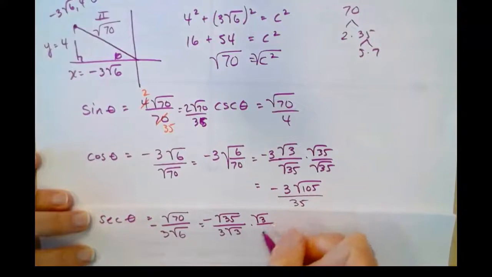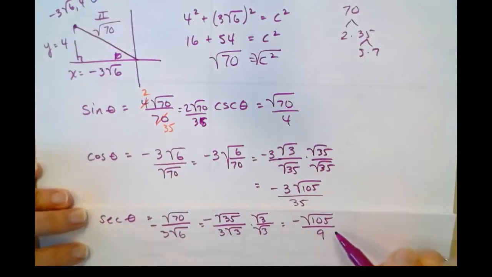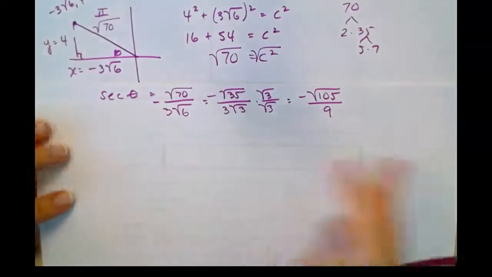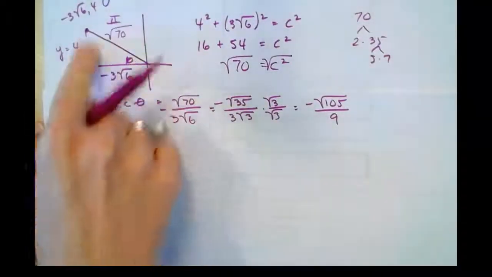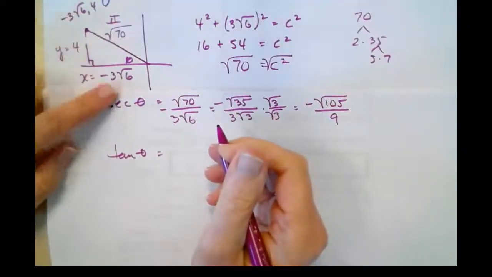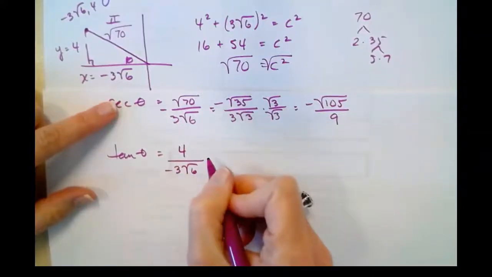So let's rationalize our denominator. So negative root 105 over 3 root 3 times root 3. So that becomes 9. So here is our cosine, here is our secant. And let's finish it off by finding the tangent and the cotangent. We're going right off the diagram. The tangent of theta, tangent is opposite over adjacent, 4 over negative 3 root 6.